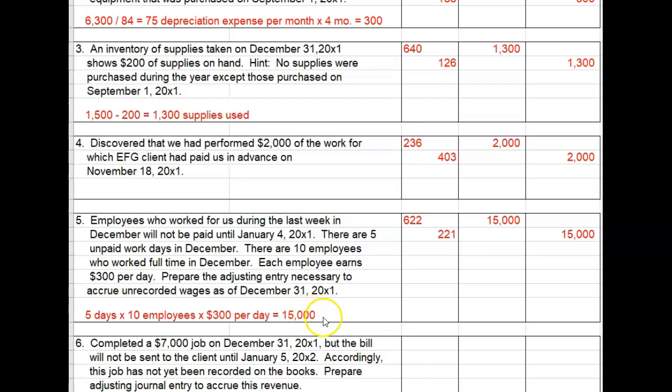Did you calculate $15,000? That calculation is 5 unpaid days times 10 employees who each earned $300 per day. So 5 times 10 times 300 equals $15,000 of wages that are owed to our employees. So debit account 622 salaries expense, $15,000, and credit account 221 wages payable for $15,000. Pretty good problem, huh?